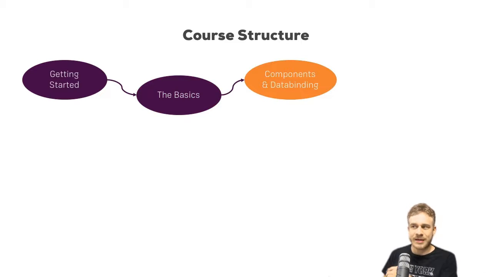Then we're going to have a look at components and data binding, two important key features, and we actually saw both already in our first application. Angular apps are built up from components, and data binding is simply how you output data in your DOM in the end, or, as we will also learn, react to user events.